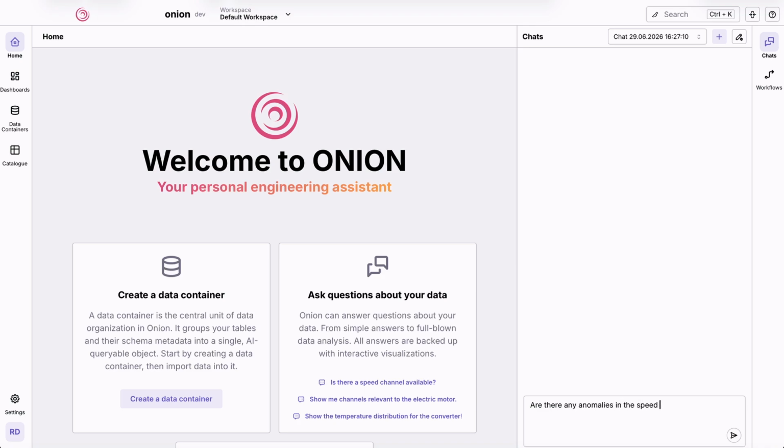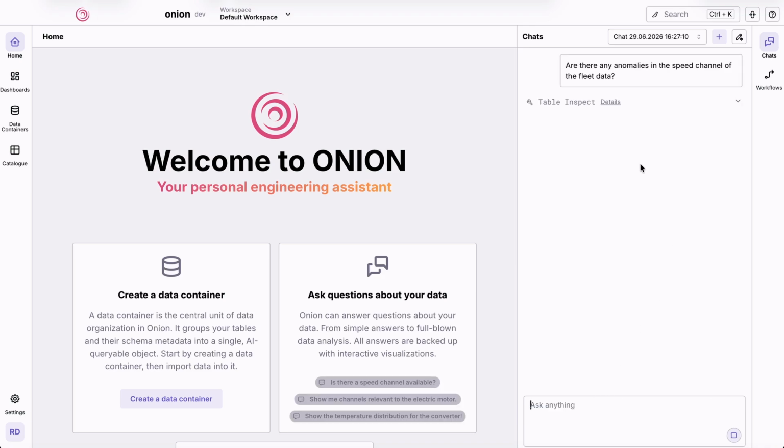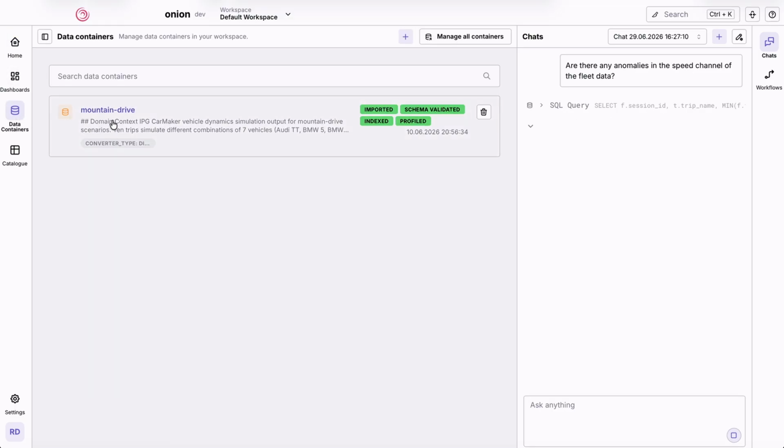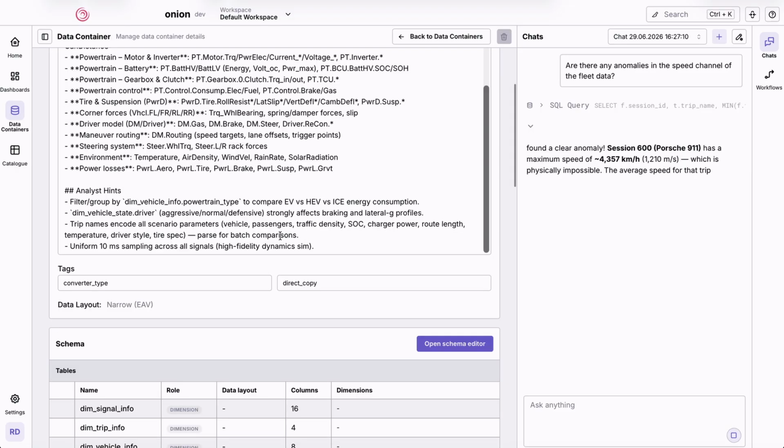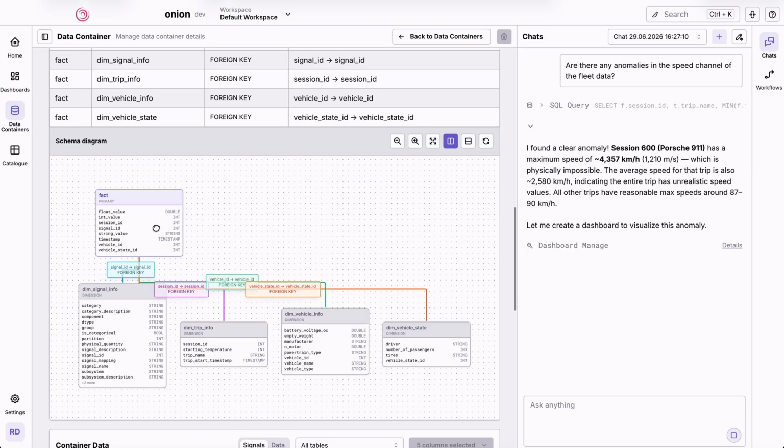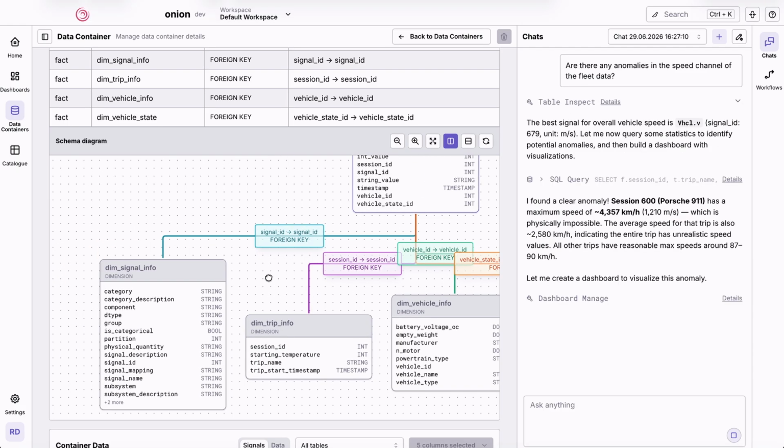Here, I just ask, are there any anomalies in the speed channel in the fleet dataset? And the agent goes to work, understands the data, performs data transformations, and summarizes results. It is able to do that because we have built a structured model of our data within the system.